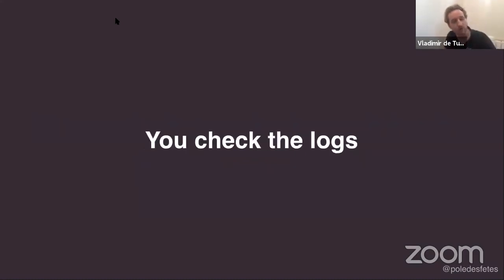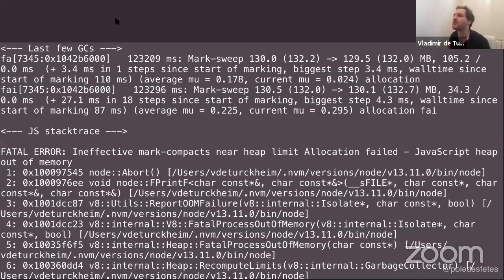The logs are actually really helpful because you see that the application crashes with these logs. Okay, these logs might be a bit complex. At the top, we've got a section named last few GCs, for garbage collections. Then we've got a section named JS stack trace. We expect some JavaScript code, and there is none in it. It's C and C++ code, so it's not really helpful.